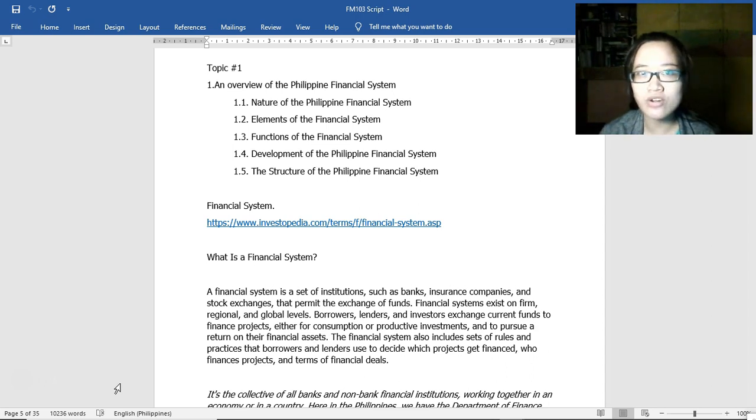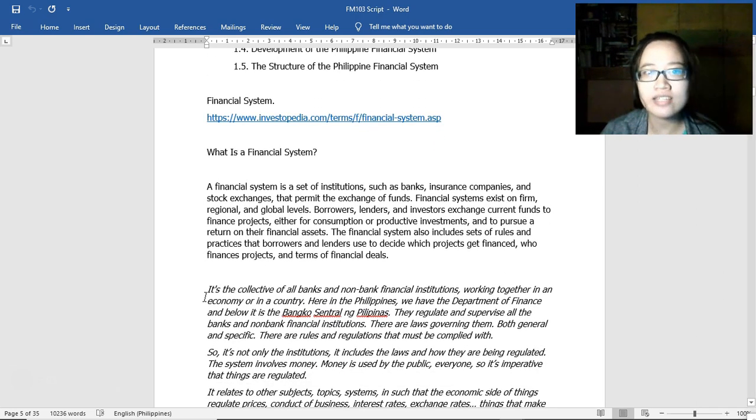Alright, so first topic, overview of the Philippine financial system. What we will be discussing are as follows: the nature, elements, functions, and then the development and structure of the Philippine financial system. Okay, so first we will be discussing the financial system in general. So I have here an article from Investopedia explaining what a financial system is.